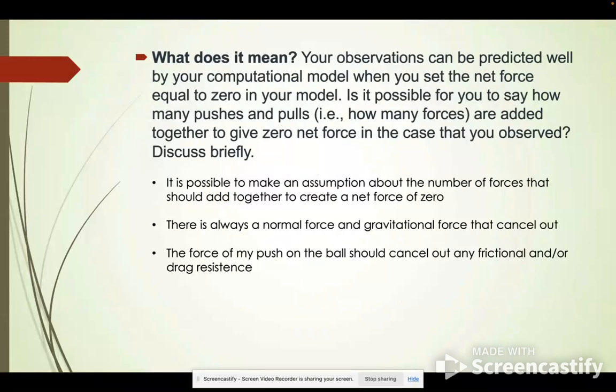So it is possible to make an assumption about the number of forces that should add together to create a net force of zero, because this is a fairly simple system, just a tennis ball rolling across a table. There's always going to be a normal force, and there's always going to be a gravitational force, and those cancel out. So that'll be a net force of zero. And the force of any push on the ball, making the ball move, should cancel out with any frictional or drag resistance that's going to push in the opposite direction of the push. So that would be 4 or 5.